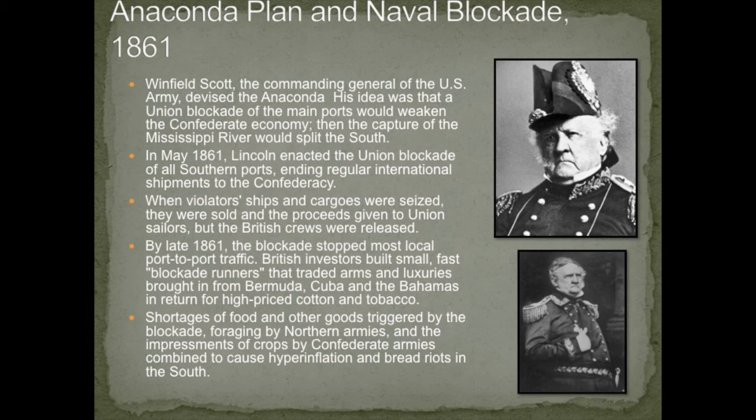While Britain did attempt to run the blockade, it never would side with the South because of the issue of slavery. Over time, the blockade would cause food shortages and other goods shortages, and this would force hyperinflation in the South and bread riots as well.